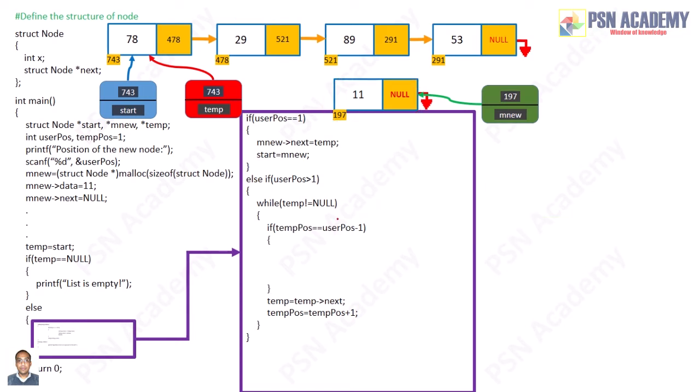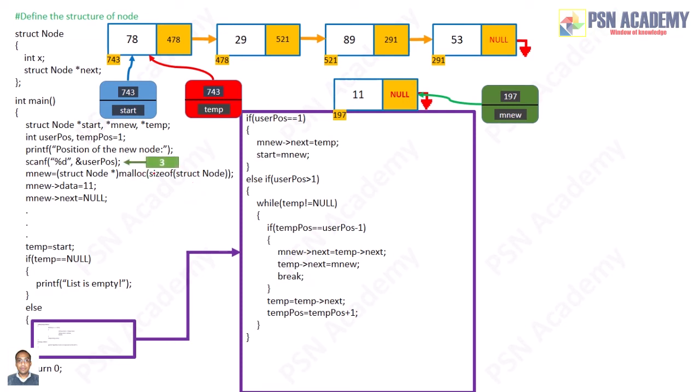So whenever you get this favorable position, that temp's position is one step behind the user's position, then you should write like this: mnew next equal to temp next. So mnew's next will be the temp's next position, and temp next equal to mnew. And of course, you write the break here to stop the movement of temp. Now do not worry, I will explain this code with an example.